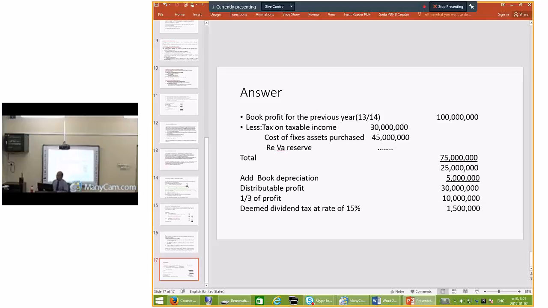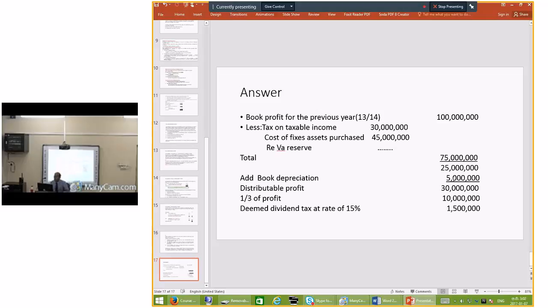Since the company has not declared at least 10% of the distributable profit of the previous year by 30th September 2014, 1/3 of the profit is taken to compute the deemed dividend tax, not the 1/10. Since they have not declared 1/10 of the dividend by 30th September of the next year of assessment, we take 1/3 of the distributable profit and apply the rate of 15%. For a deemed dividend tax, the specified rate is 15%, not the 10% rate.